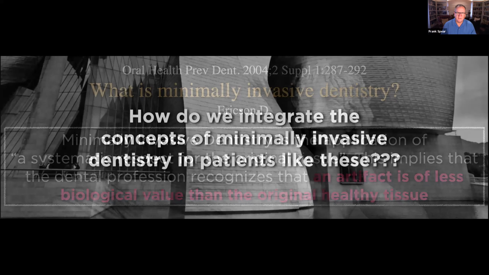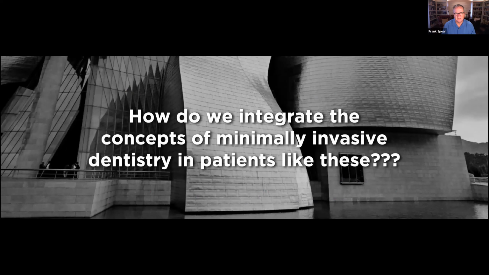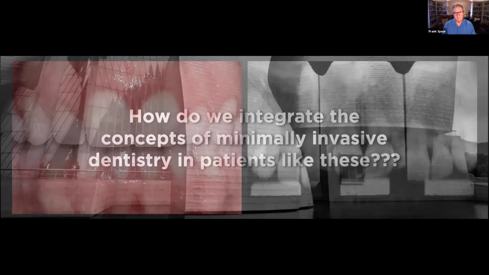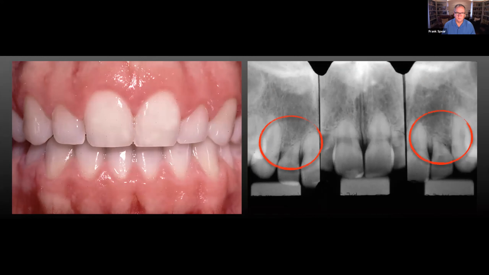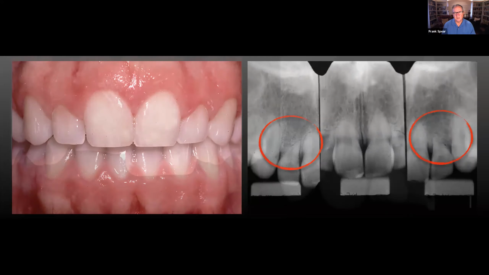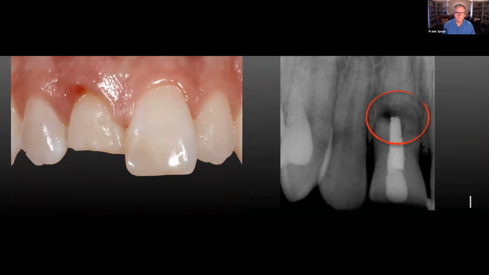So how are we going to integrate these concepts? Well, I'm going to go through basically a series of different dilemmas that you'll see in practice. And I'm going to show you each of them right now, just so you kind of know where we're headed. So we're going to talk about patients like this with severe apical root resorption. We're going to talk about patients with horizontal root fractures.